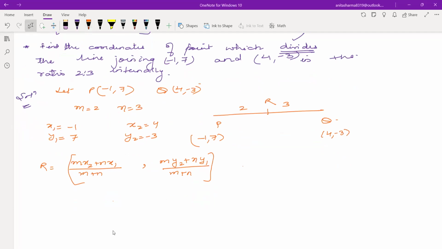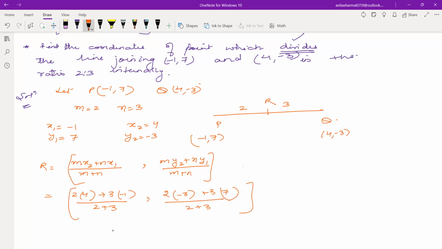Okay. See, beta, just put the values there. The value of m is 2, na? 2 times x2, which is 4, plus n is 3 times x1, which is minus 1, upon 2 plus 3. Then comma, m is 2, so 2 into y2, which is minus 3, plus n is 3 times y1, which is 7, divided by 2 plus 3.